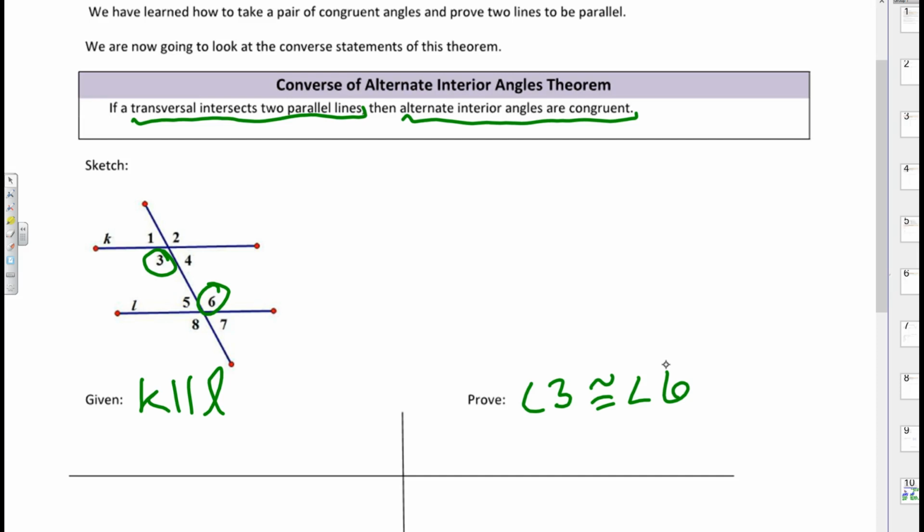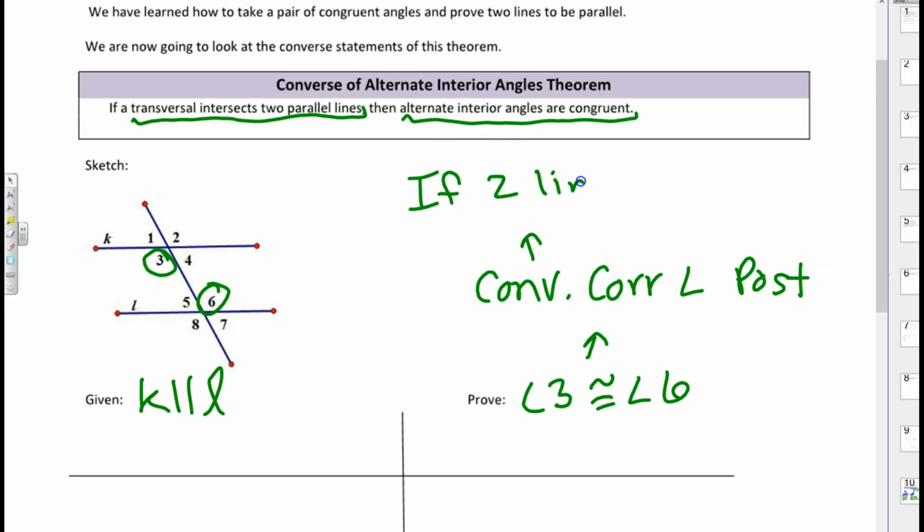Now, again, the only way you have to prove angles congruent, you know about vertical angles. You know about linear pairs, but they're not congruent. And you know also about the converse of the corresponding angles postulate. And it says that if two lines are parallel, then corresponding angles are congruent.